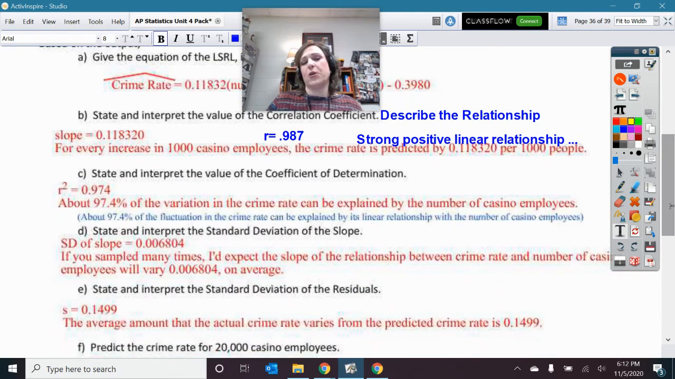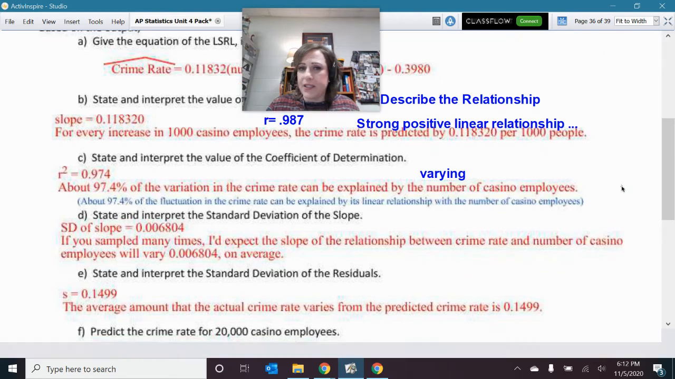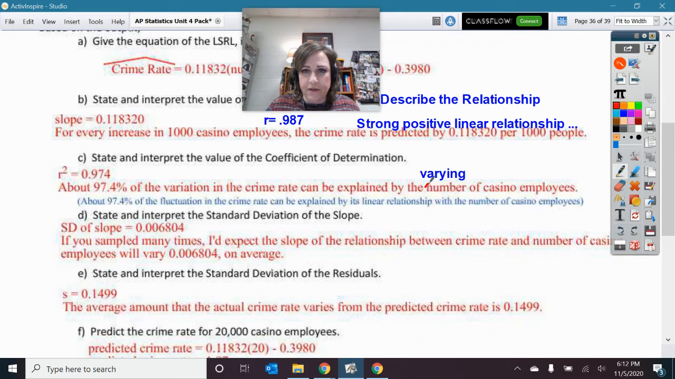Interpret the slope. There's that coefficient of determination of 97.4%. So about 97.4% of the variation in the y can be explained by the changes in the x. And I should have that here. About 97.4% of the variation in the crime rate can be explained by the varying number of casino employees.